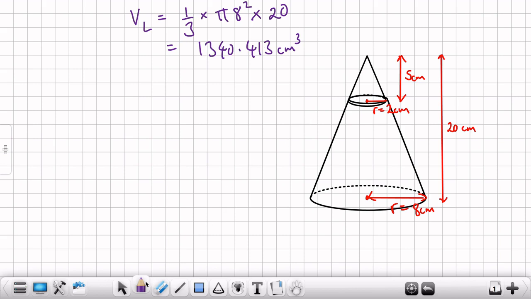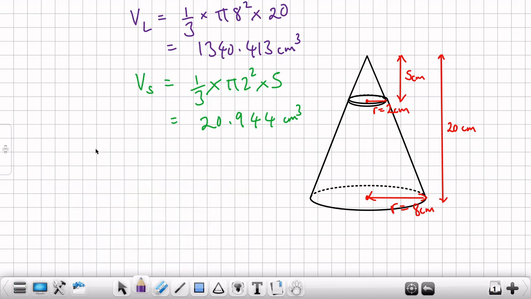Now what I'm going to do is work out the volume of the small cone. Same formula again, 1/3 times the base area. It's a smaller circle with a radius of 2, so that will be pi r squared, pi 2 squared. And the vertical height of the small cone is 5. So we now know that if we subtract this one away from that one, we're left with the frustum. So we'll do that then.